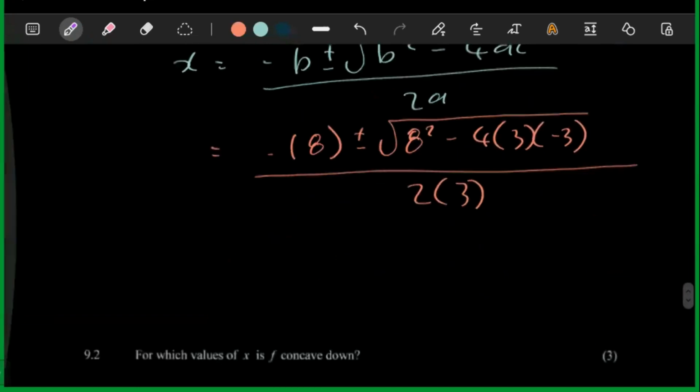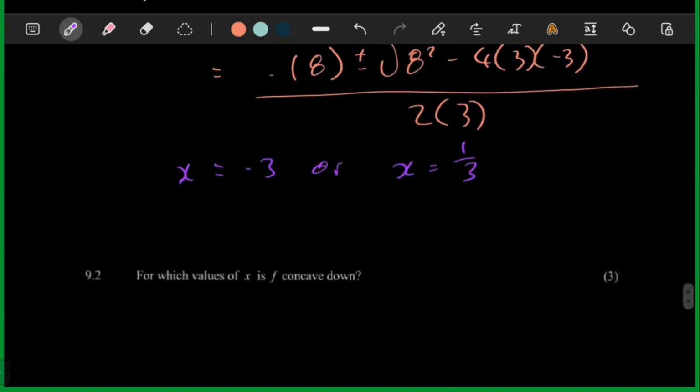So what we now have is... Put this in the calculator. Let's see what we're gonna get here. So for our first answer here, we're gonna get negative 3. X is negative 3. Or what the calculator gave us here, x is a third. So those are the two x values we can find. It says for which values of x is the graph concave down.